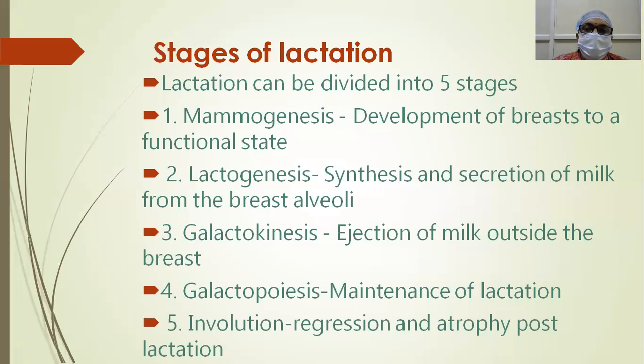What is mammogenesis? It is the development of the breast to a functional state. We will go into detail on mammogenesis and the factors influencing it. Lactogenesis, the synthesis and secretion of milk from the breast alveoli. Ejection of milk from the breast is called galactokinesis, and maintenance of lactation is called galactopoiesis. Then after lactation, the regression and atrophy is called involution of the breast.